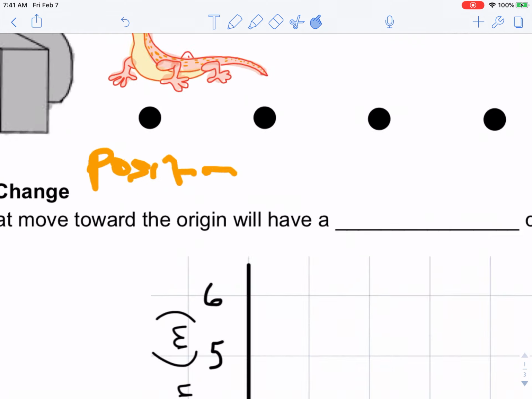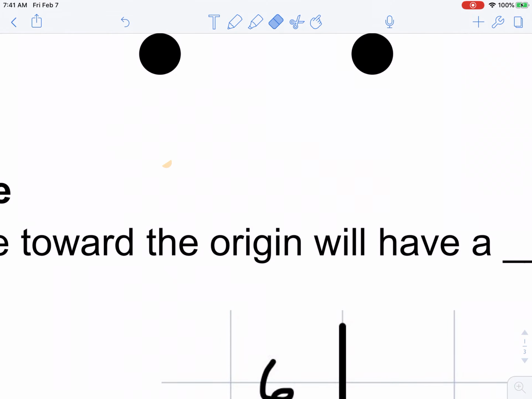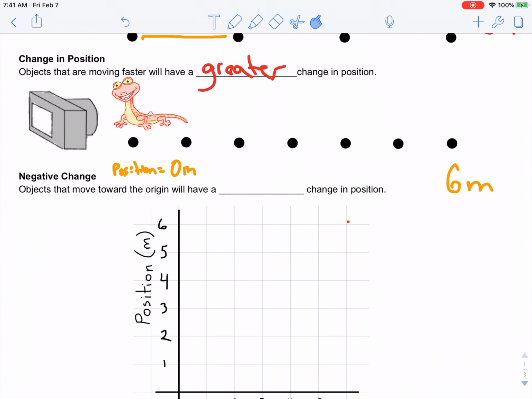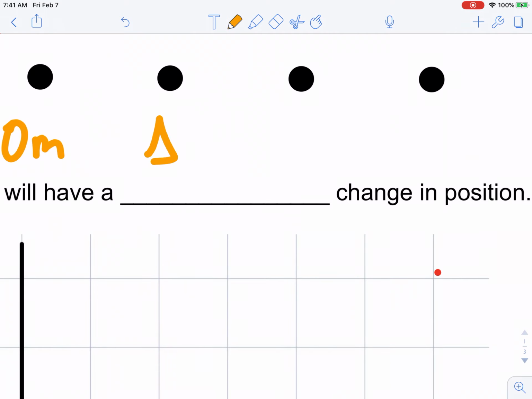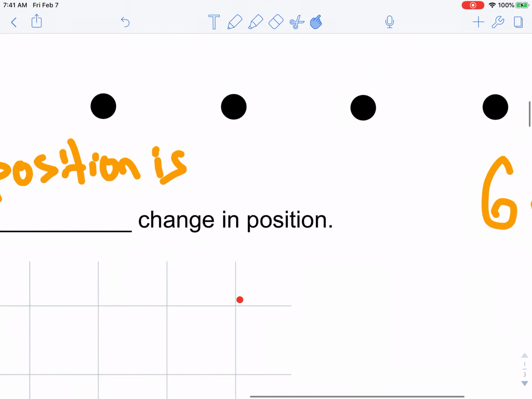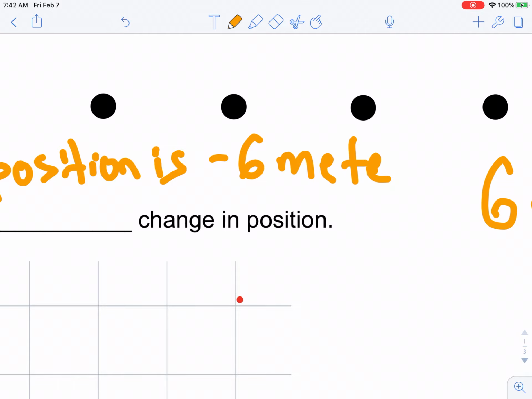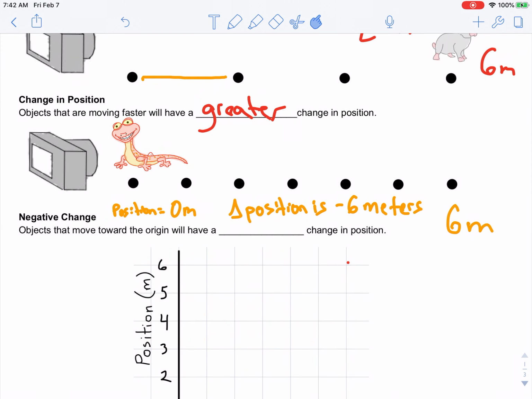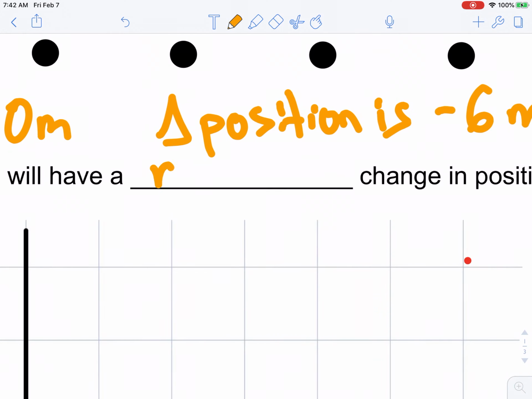Let me zoom in so I can write this a little more neatly. His position here is 0 meters. So he's gone from 6 meters to 0 meters. I can say that his change in position is negative 6 meters. Boom. Just remember, objects that move towards the origin have a negative change in position. Let's fill that in, negative.